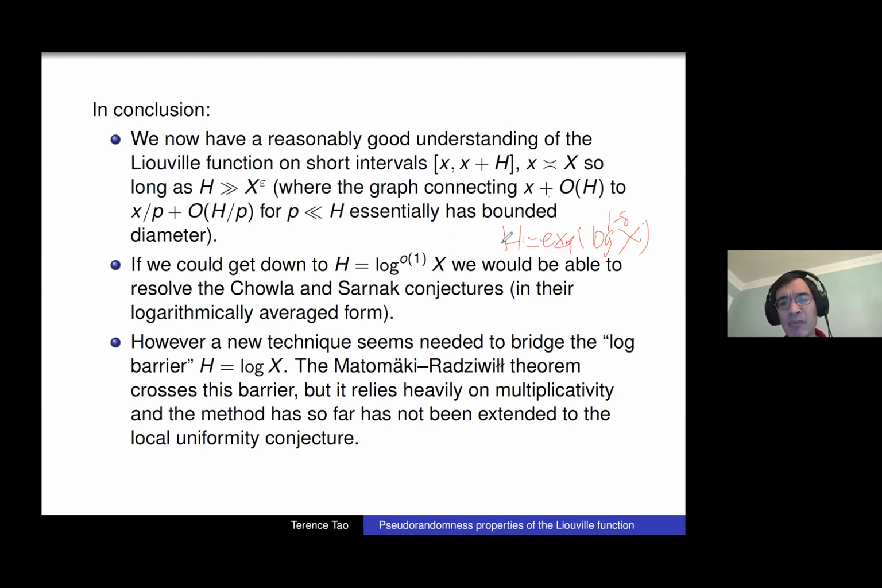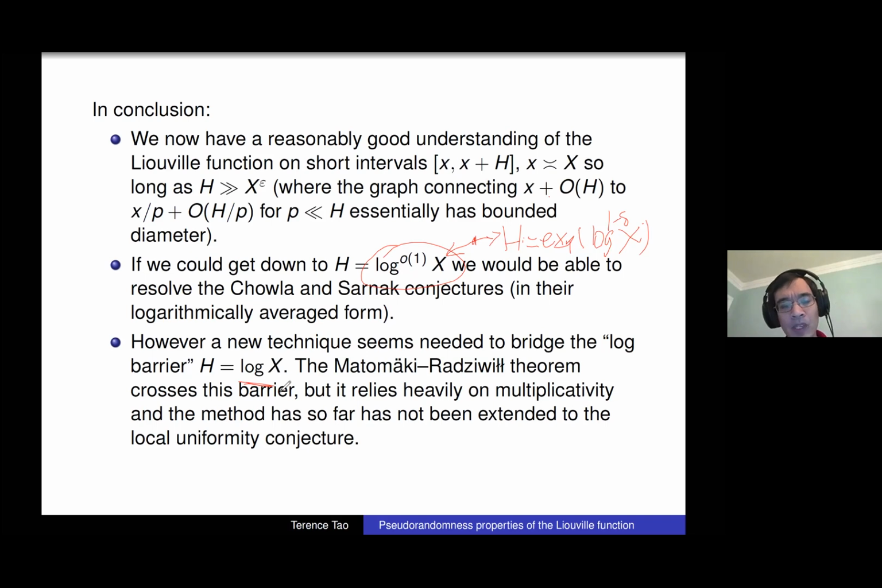But what we would really like to get to is log to the epsilon, because that's where all the really cool applications are. You basically get all the Chowla and Sarnak conjectures, at least with log averaging. We are missing one extra technique. I think we have 2 out of the 3 key ideas needed to solve this problem, but we're missing a third, and the third is something we need to bridge the gap. There's this barrier at log x in particular, which looks very formidable.